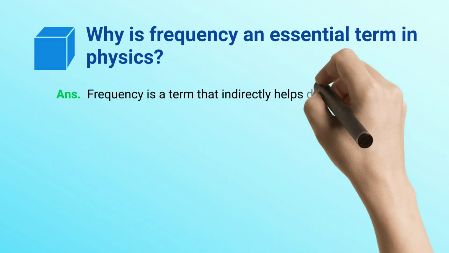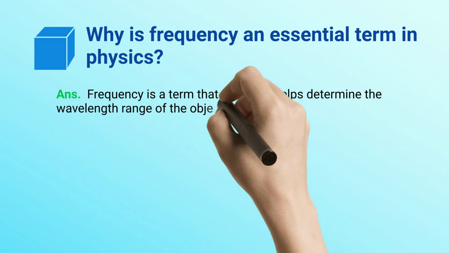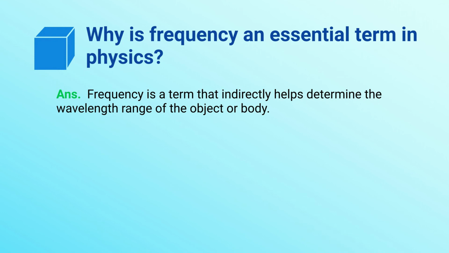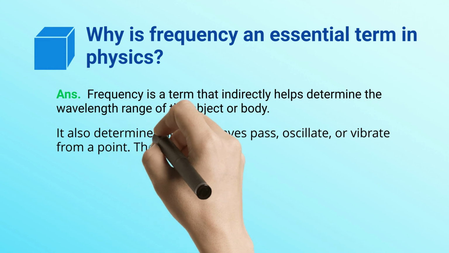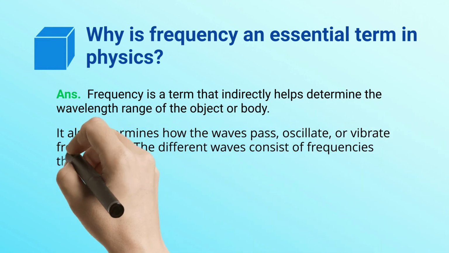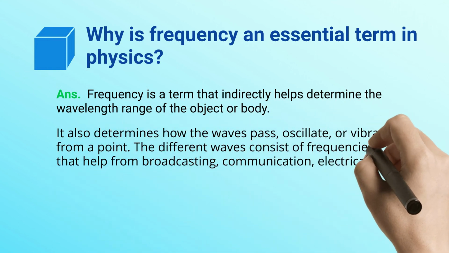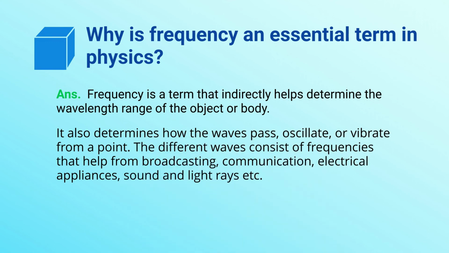Why is frequency an essential term in physics? Frequency is a term that indirectly helps determine the wavelength range of the object or body. It also determines how the waves pass, oscillate, or vibrate from a point. The different waves consist of frequencies that help in broadcasting, communication, electrical appliances, sound and light rays, etc.